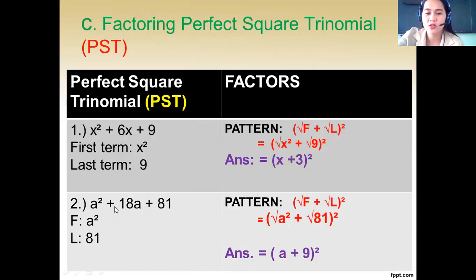Next, we have this one. a squared plus 18a plus 81. The square root of a squared is a, and the square root of 81 is 9. And just copy the sign of the middle term, that is positive. So we have our factors as a plus 9 squared.